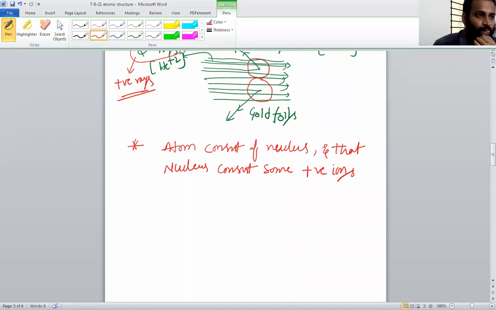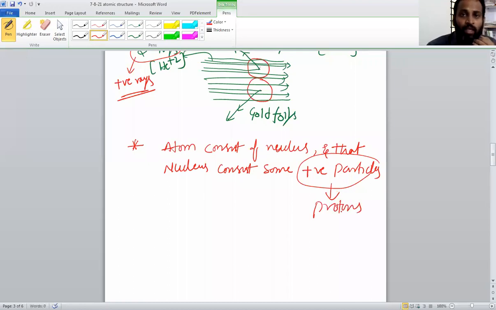Sorry, not ions. Those positive particles are called, what are they called? Protons. Those positive particles are called protons. So except the nucleus, the remaining space of the atom is empty. Please remember this one: except the nucleus, the remaining space of the atom is empty.